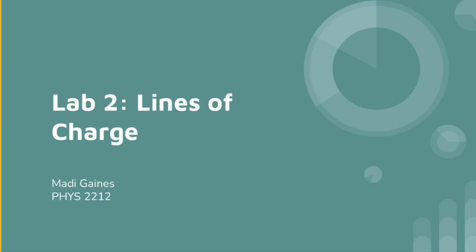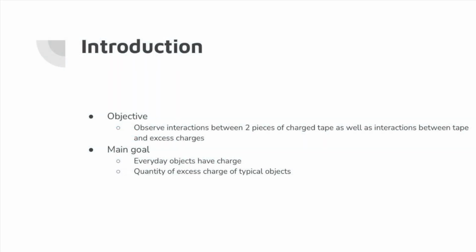Gaines, and this is my Physics 2 Lab 2 Lines of Charge lab. The analysis of two pieces of charged tape is redone to consider the charge of the tape as being uniformly distributed over the tape. Charges of the tapes can be determined by using equivalent and relative interactions of the two charged tapes with uniform charge distribution.